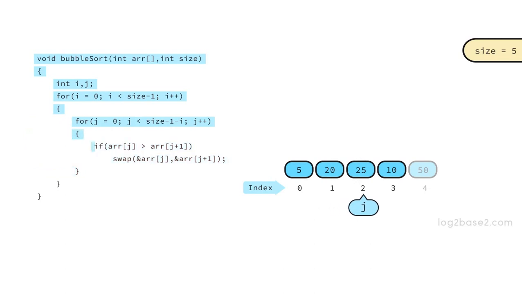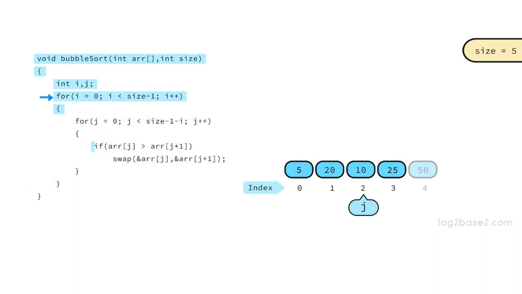And in the next iteration, j is equal to 2. And we have if arr[j] greater than arr[j+1]. That is we are comparing the elements at index 2 and 3. And we have 25 greater than 10. So if is true here also, so we have to swap 25 and 10. Now in the next iteration, j is equal to 3. But now the condition j less than size minus 1 minus i fails. So second iteration of outer for loop is also completed now. And we got the second largest element also sorted.